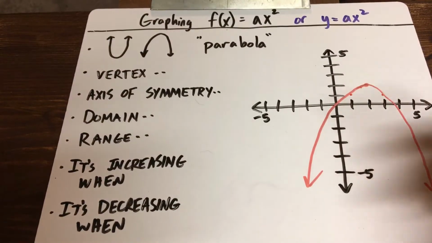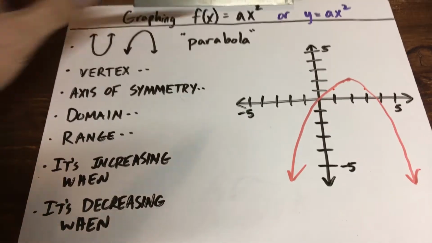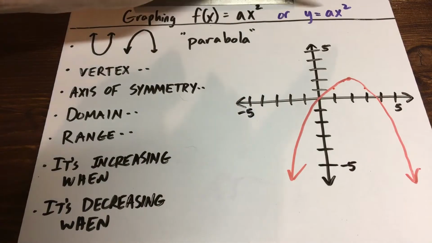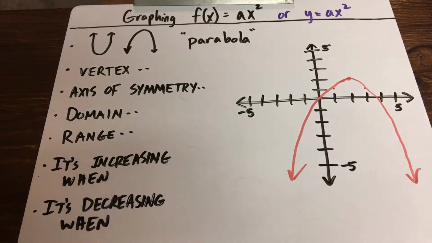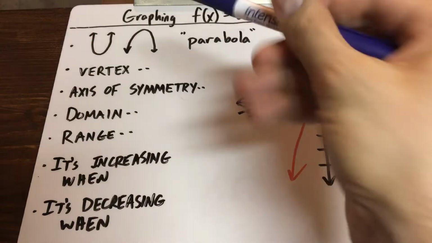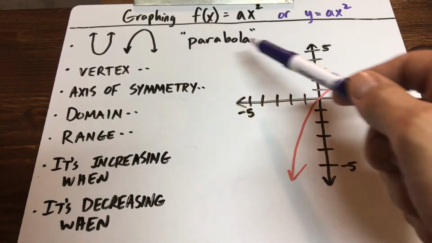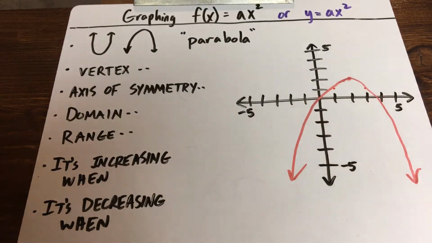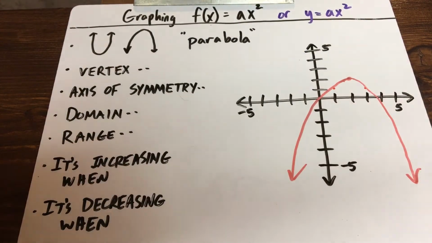Parabolas: any type of graph where the highest degree is 2, right? Second degree, that's the highest exponent we have. Anything where the second power is the highest exponent means it's a quadratic function, and that means it takes the shape of this and this, which we call a parabola, right? Sometimes it's going to open up, sometimes it's going to open down. We'll talk about when that happens in a second, but the shape is a parabola.